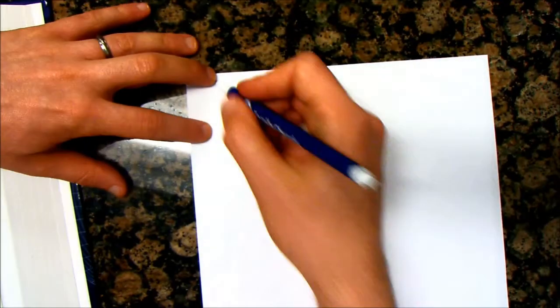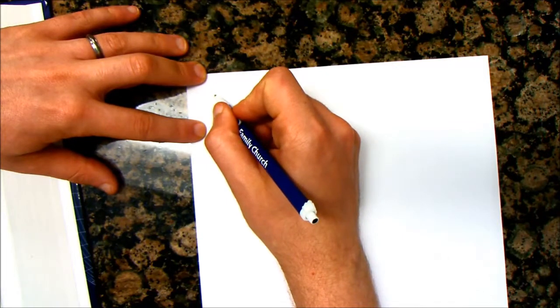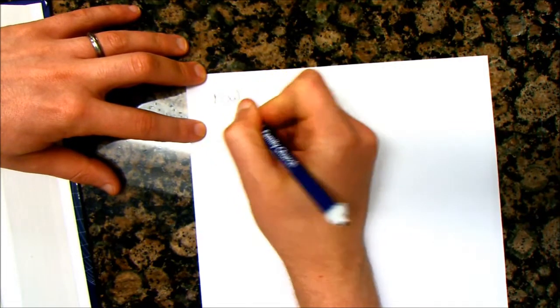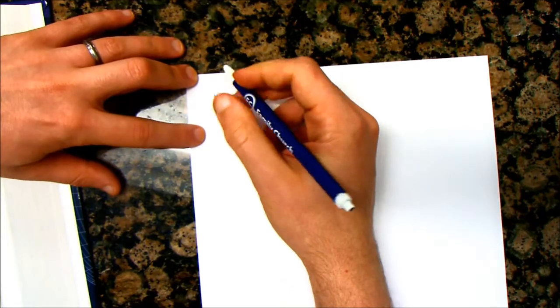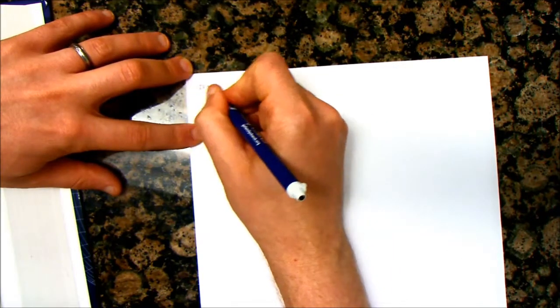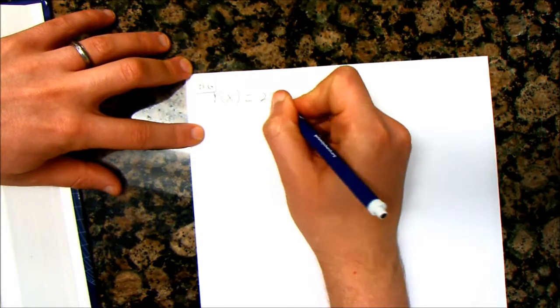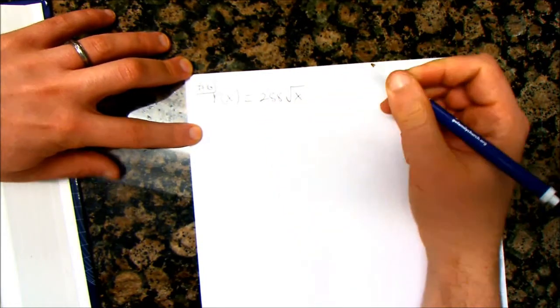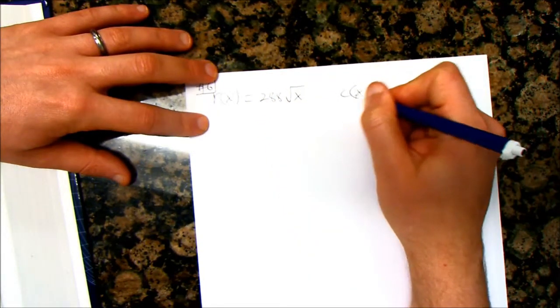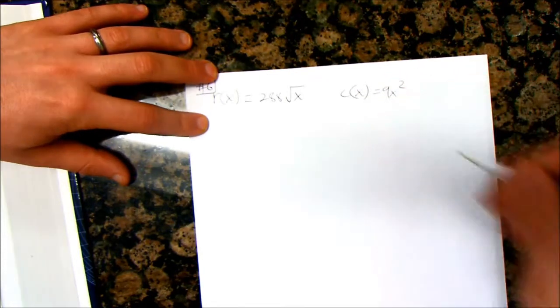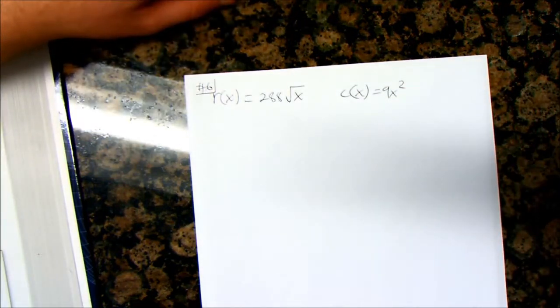Let's see. All right, this is a good one. I'll do one more here. Suppose R of x, this is number 6 in your homework, so number 6. Suppose R(x) is equal to 288 times the square root of x, represents revenue, and C(x) is equal to 9x squared, represents cost, with x measured in thousands of units. Is there a production level that maximizes profit? If so, what is it?